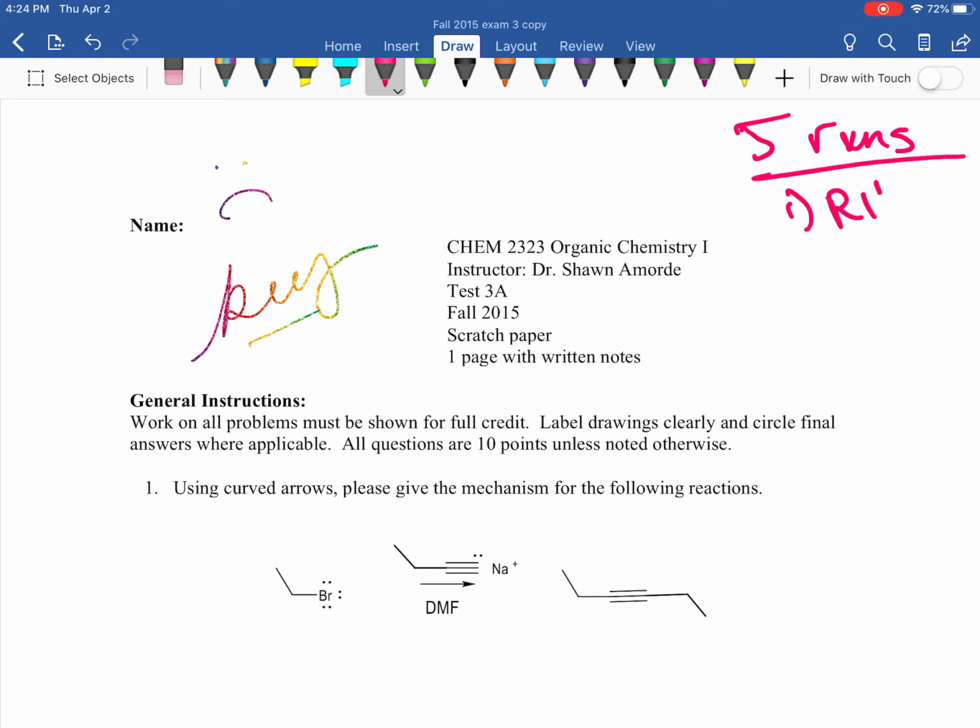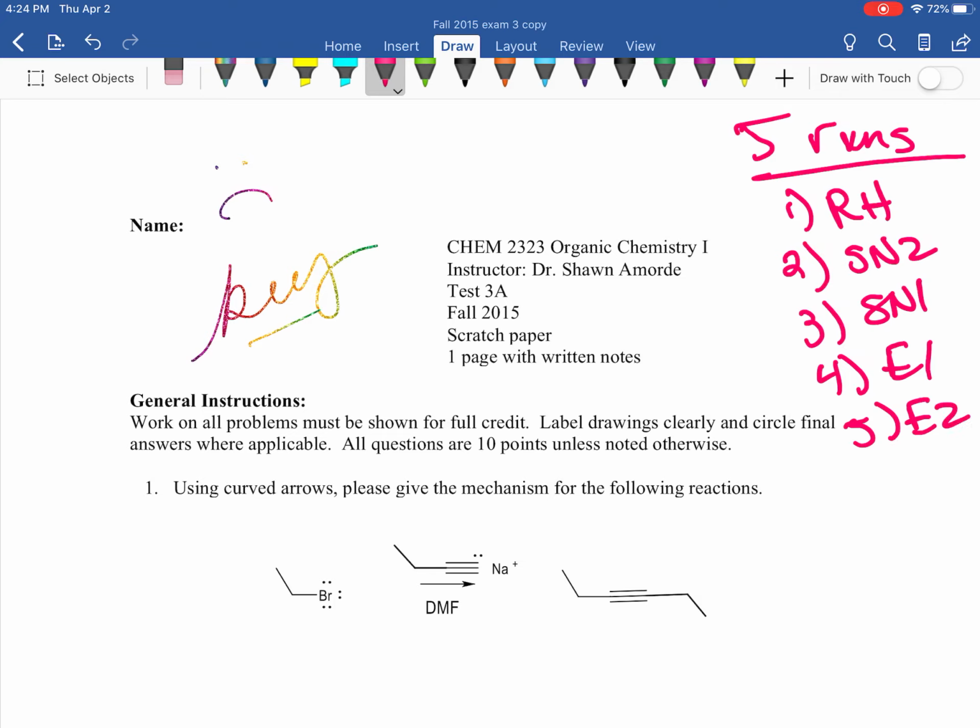We have radical halogenation. We have our SN2. We have our SN1. We have our E1. And we have our E2. I mean, that is a whole lot of reactions for this test. And all 5 of these reactions have a completely different set of rules to them. So we can't answer anything on this test until you actually know which reaction you're dealing with. You need to know these reactions backwards and forwards. That's why you have a cheat sheet.